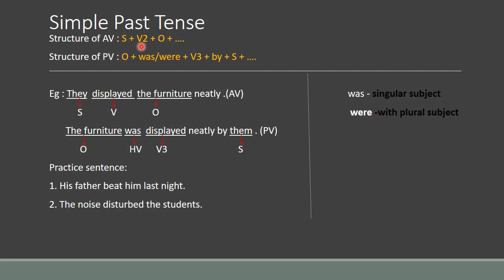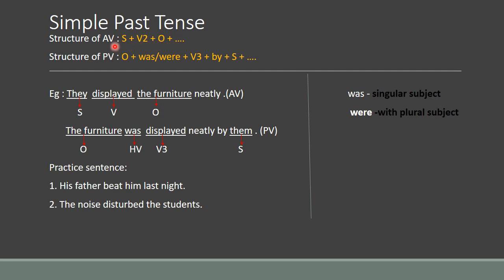The verb, the main verb, the action word, will be in V2 form. For example, took is the V2 form of take. Bought is the V2 form of buy. Caught is the V2 form of catch. Sat is the V2 form of sit. So sat, caught, bought, took, all these are V2 forms, right? If you find this type of verb in a sentence, then you can come to know that the sentence is in simple past tense, and then the object will be there.